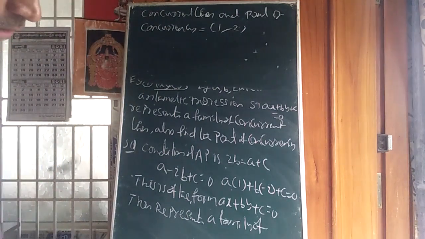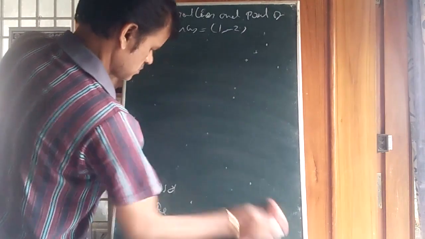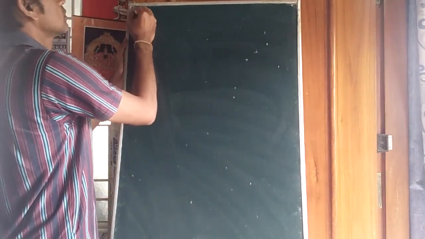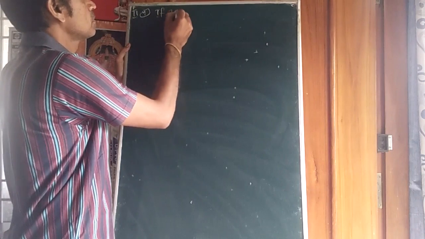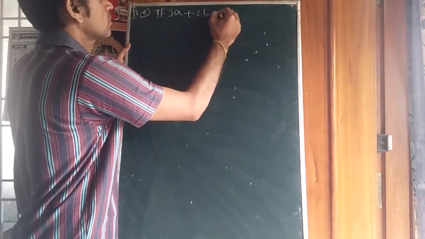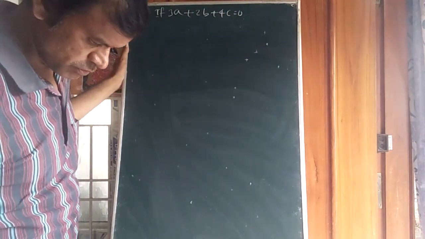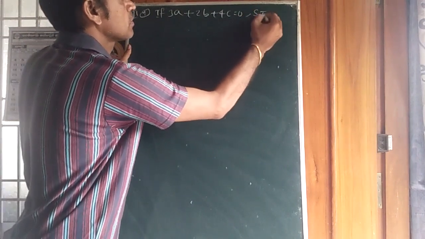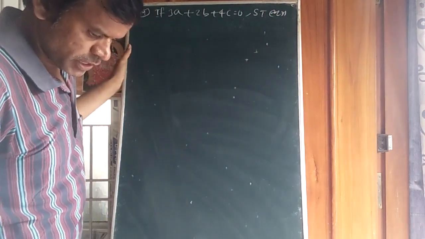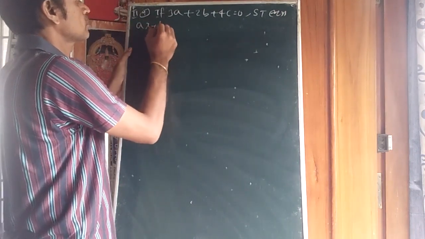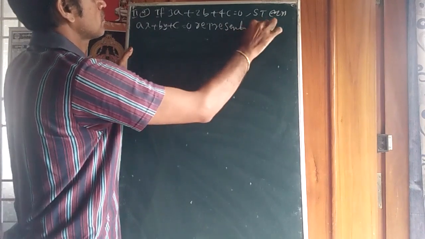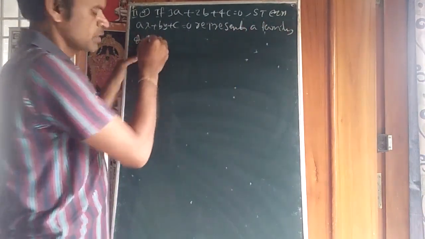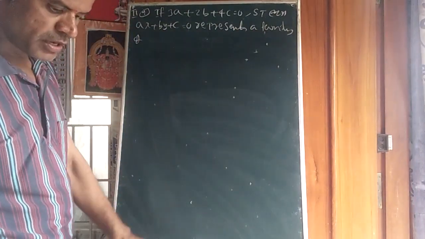Using the same concept, let us do Roman number 2, 9th question. If 3a + 2b + 4c = 0, then show that the equation ax + by + c = 0 represents a family of concurrent lines, and also find the point of concurrency.